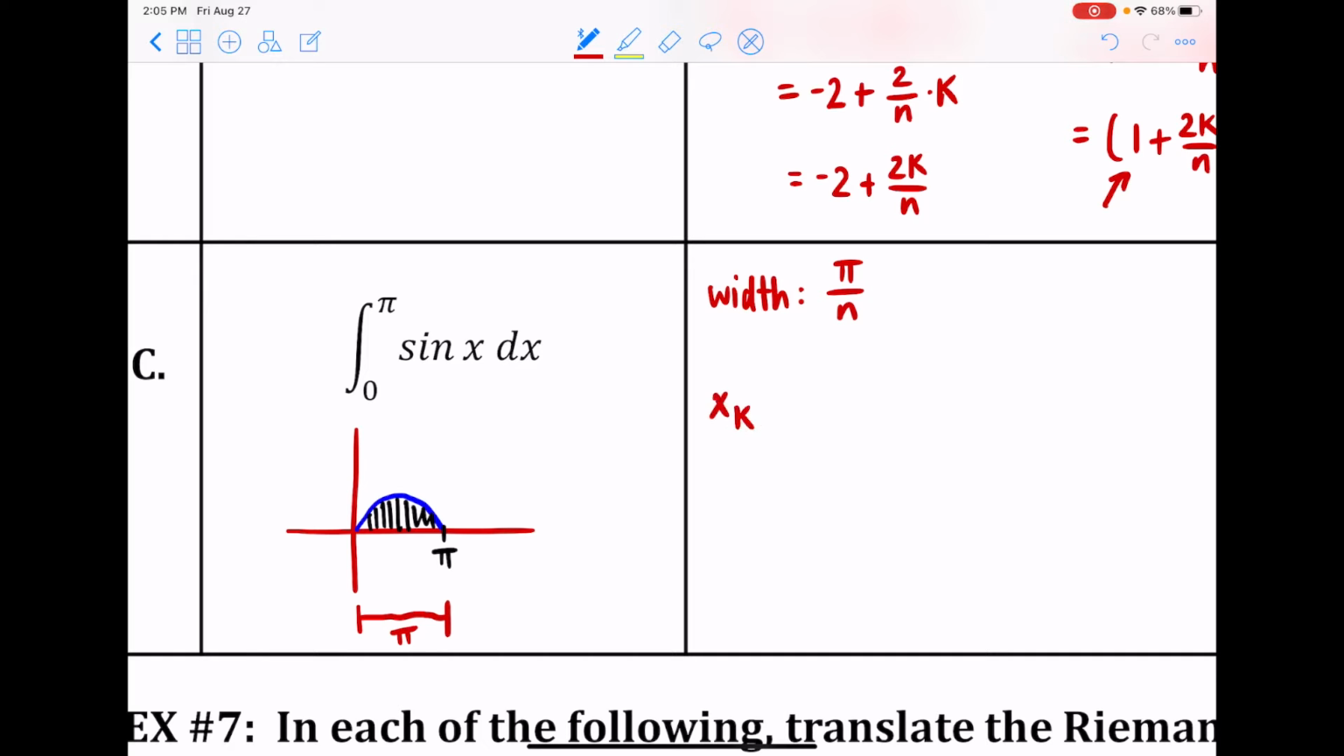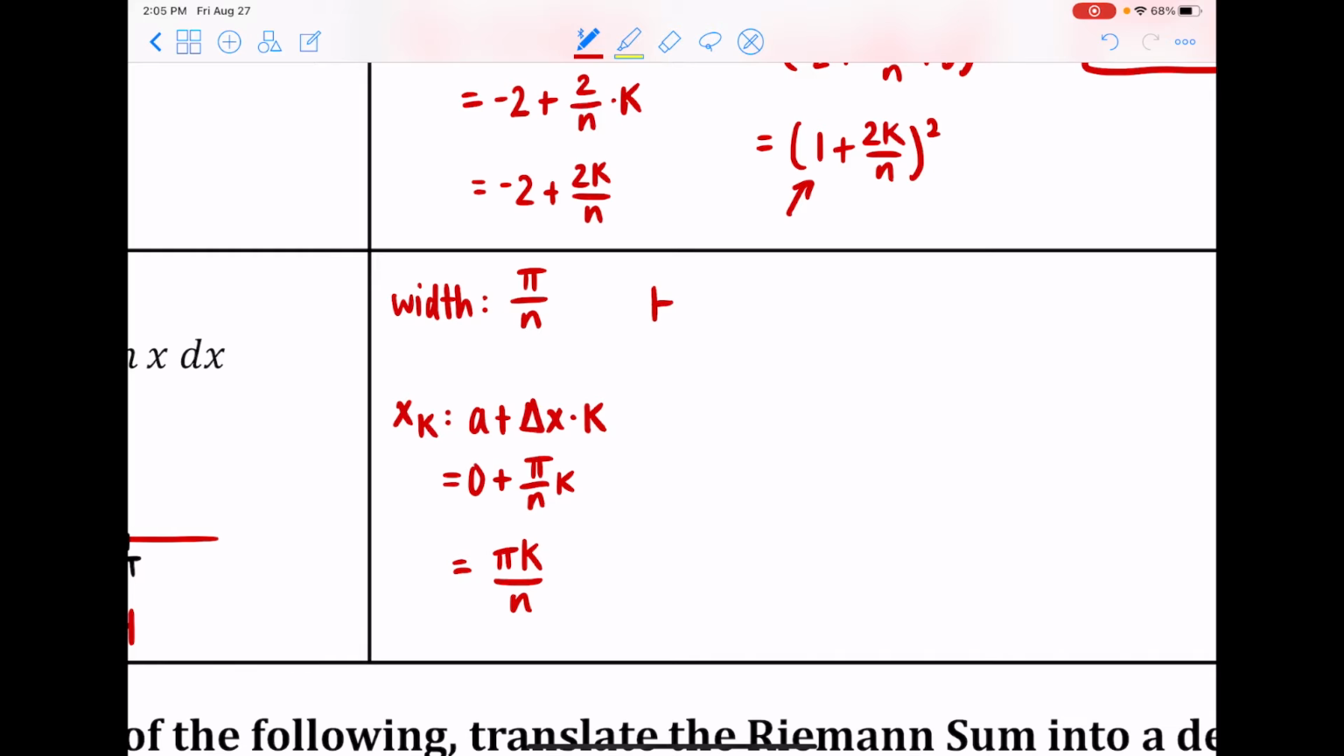If we want to talk about the x value of the kth rectangle, it's going to be a plus delta x times k, which in our scenario is going to be 0. A is 0 because we're starting here at 0. Plus delta x is pi over n times k. So in general, x sub k can be given as pi k over n.